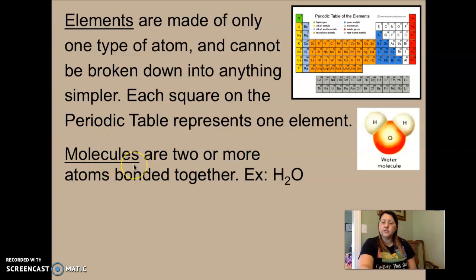Molecules. This is another term. So molecules are two or more atoms that are joined together, that are bonded together. And this may be atoms of the same element, or it could be atoms of different elements. For example, H2O. H2O is the chemical formula for water. This is a picture of a water molecule, the chemical representation of a water molecule.